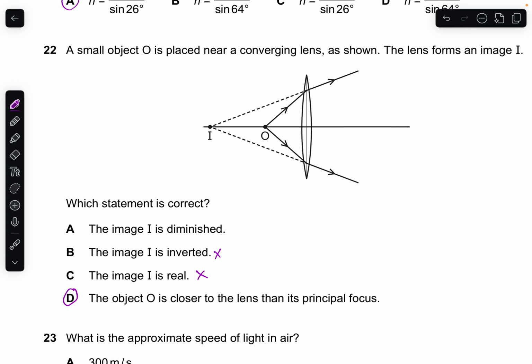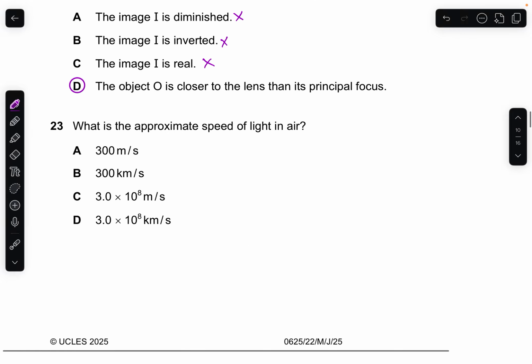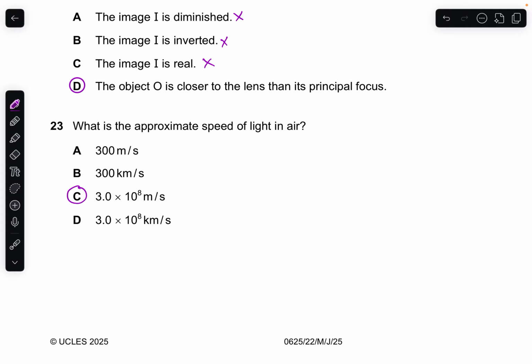Yes. If you remember the case of a magnifying glass, in a magnifying glass, you place the object at a distance less than the focal point. Okay, so whenever the object is placed in front of a converging lens at less than the focal distance, the image will be virtual, it is enlarged. Okay, so that is the condition. It's not small, it will be enlarged, it will not be inverted, it will be upright, and it will be virtual. Okay, what is the approximate speed of light in air? That is option C. Pretty easy question.